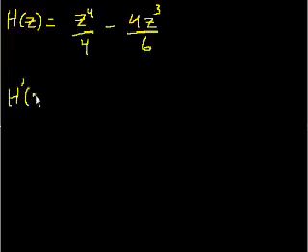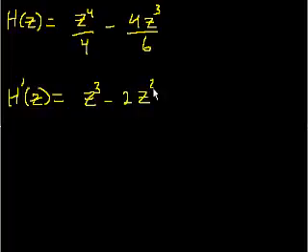H prime of z is equal to, let's see, 4. Well, this will cancel out, so it's z to the 3rd, right? 4 is z to the 3rd over 4, so it's z to the 3rd, minus, let's see, 3 times 4 is 12z squared, but 12z squared over 6, so it's 2z squared.